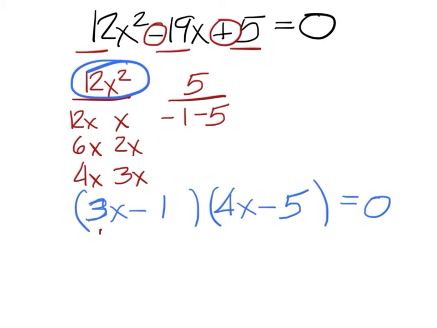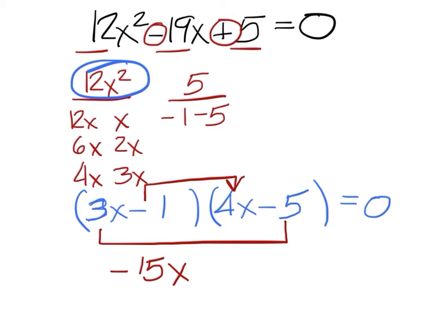And when we multiply, we get 3x times negative 5 is negative 15x. And negative 1 times 4x is going to be negative 4x. Does that give me negative 19x? Yep. It does. That's what I need.